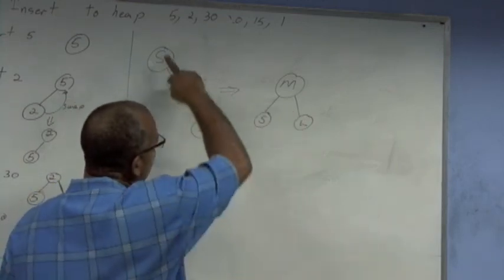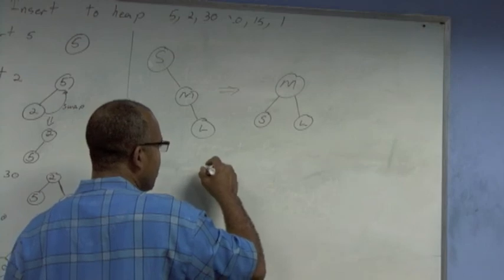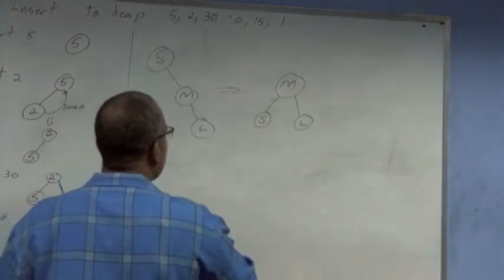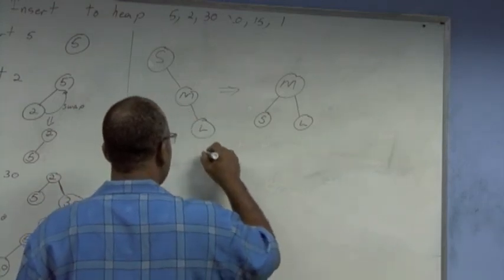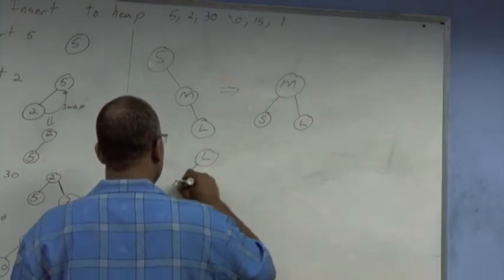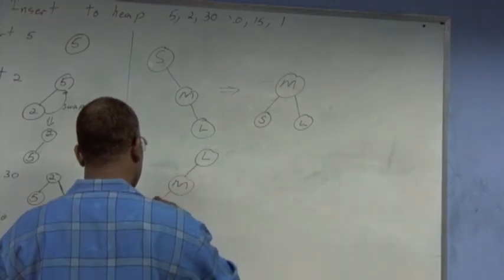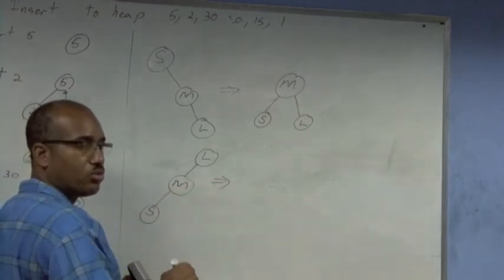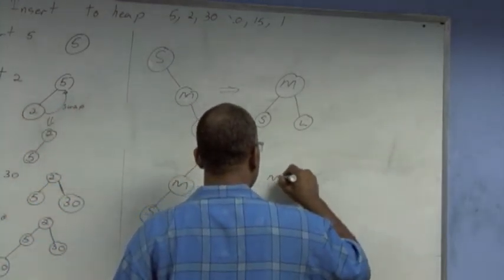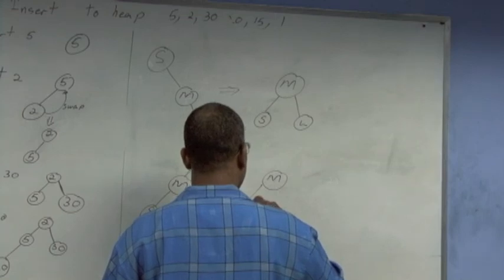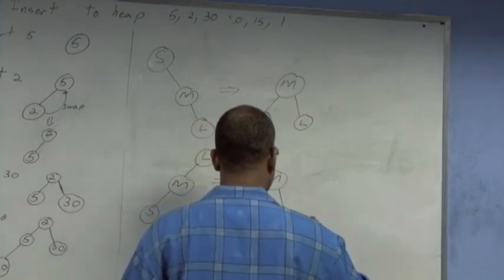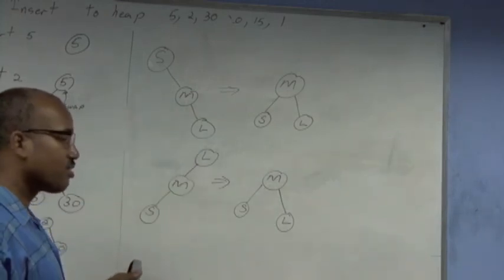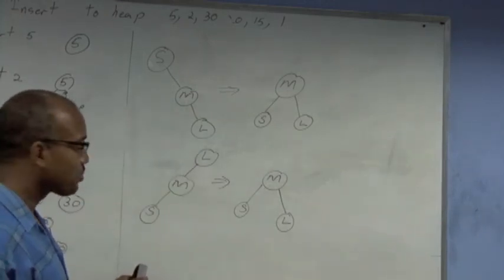Another easy configuration to recognize is if a tree looks like this with a large, medium, and small here. It's easy to see that you're going to reorganize by rotating down: medium, small over here, large over here. Interesting to note that regardless of the starting configuration, the ending configuration is the same.